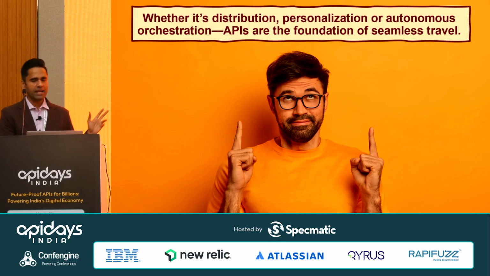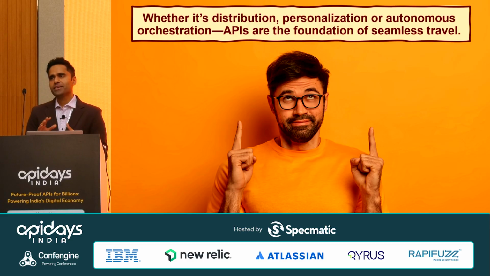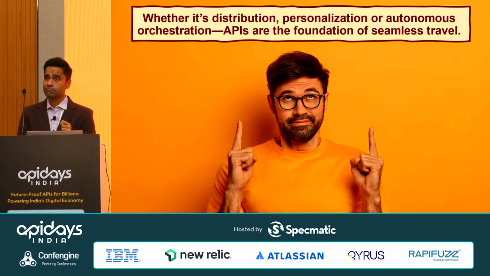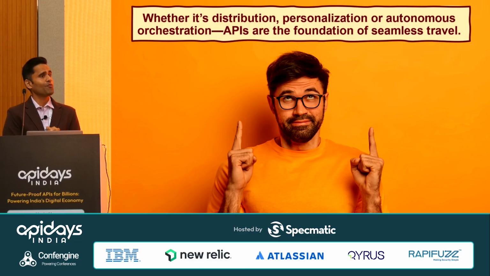With that, my last slide. Whether it's distribution, personalization, or autonomous orchestration, APIs are no longer just technical tools, at least for an industry like travel. They connect fragmented systems, they provide real-time sync, they support two different systems talking to each other. So the next time you book your trip to your favorite place, remember that behind that smooth experience is a network of APIs working silently, smartly, and giving you the right set of options.